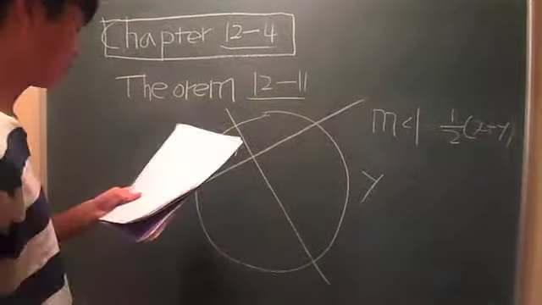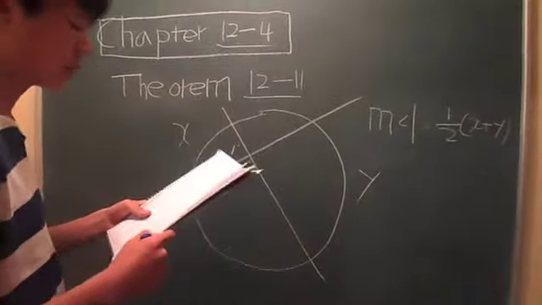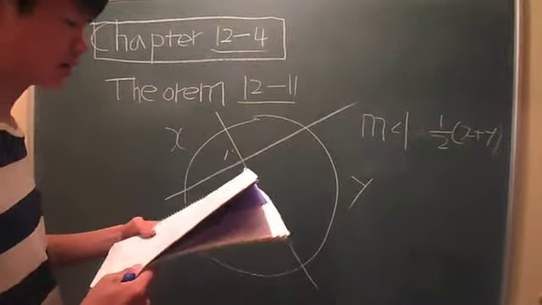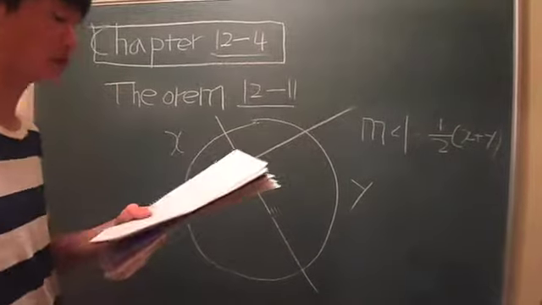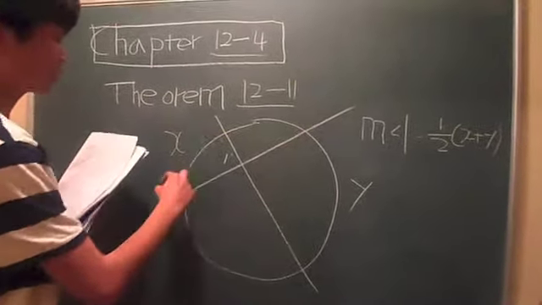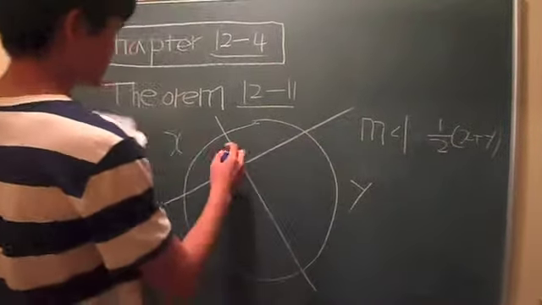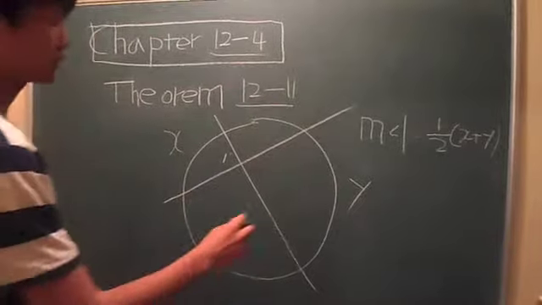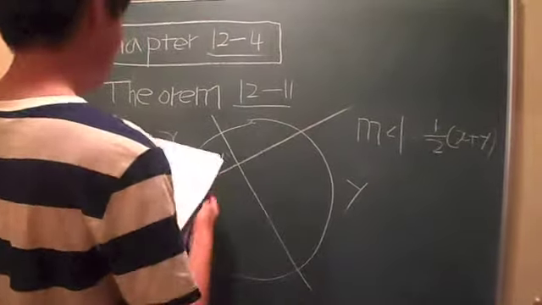Theorem 12.11 says the measure of the angle formed by two lines that intersect inside a circle is half the sum of the measures of the intersected arcs. But let's say this is x, and this is y. And let's say this is angle 1. Half of x plus half of y is equal to angle 1.